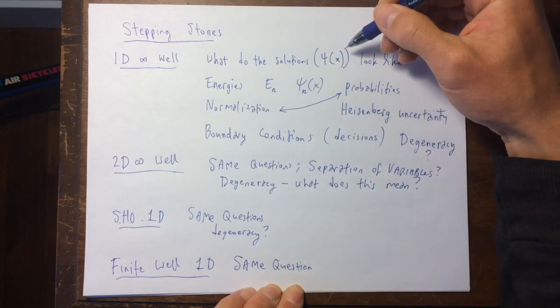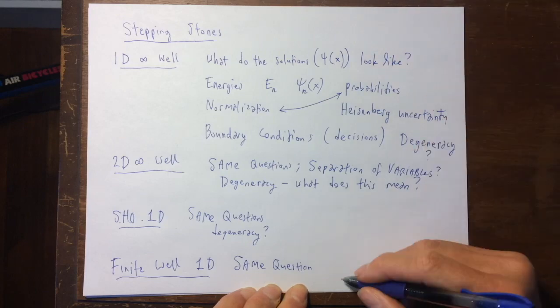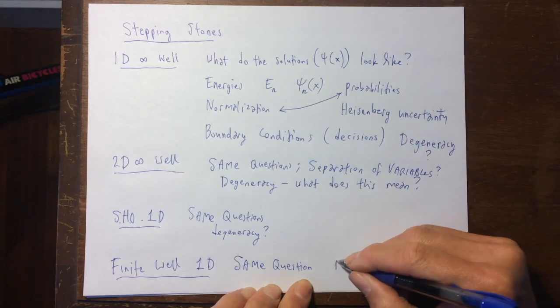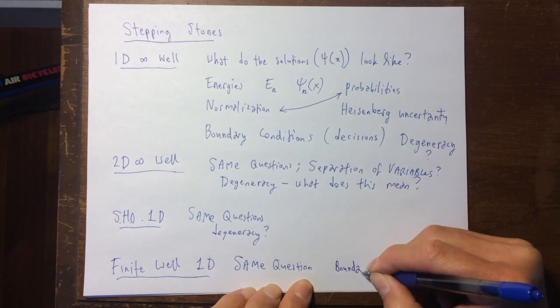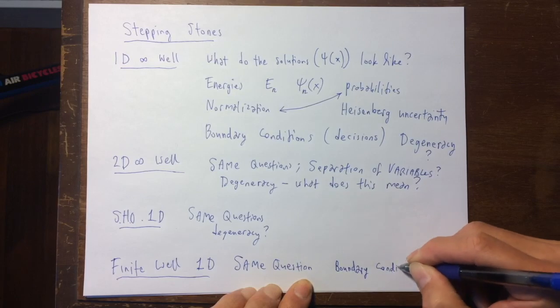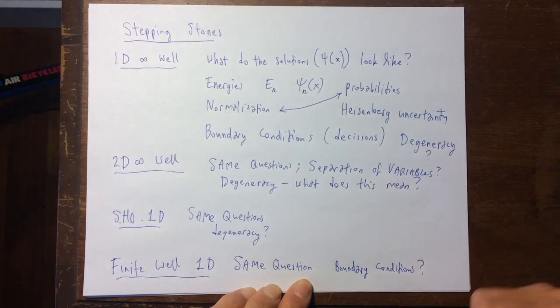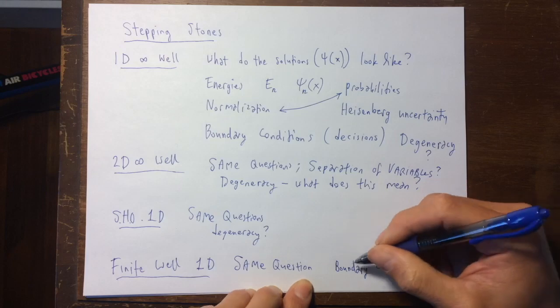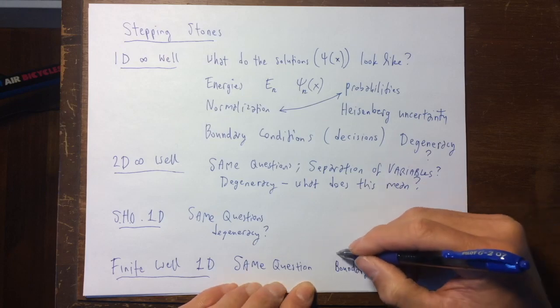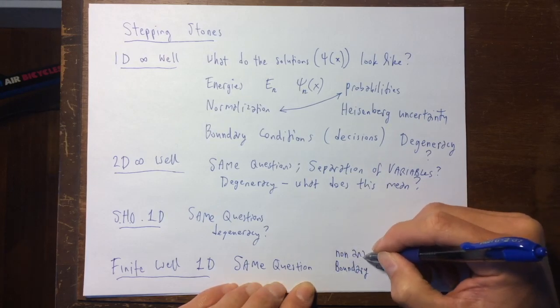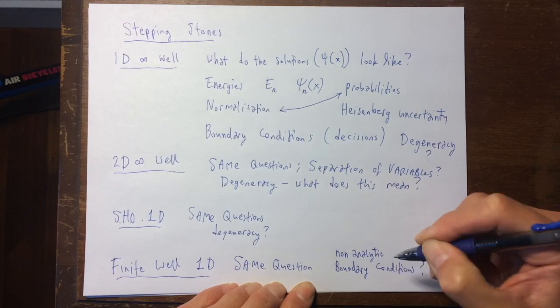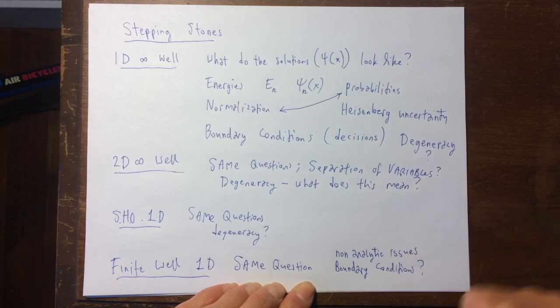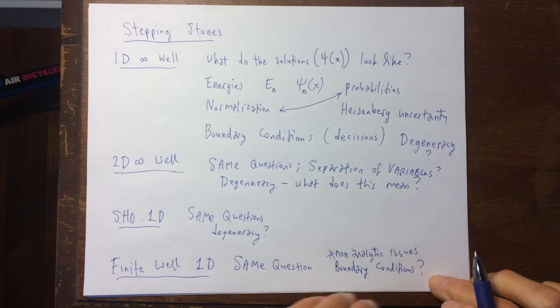What do the wave functions have to look like? The really cool thing to wonder about in this case is what is the boundary condition? How do you use them? And in the previous video, I described that there were non-analytic issues. What does this mean?